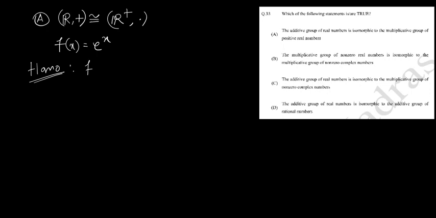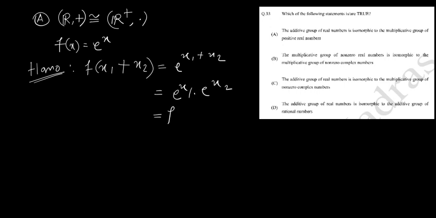So f(x1 plus x2), this operation plus came from here. f(x1 plus x2) equals e to the power x1 plus x2. This equals e to the power x1 into e to the power x2, and this equals f(x1) into f(x2). Here the operation dot came from here. That means this is a homomorphism.